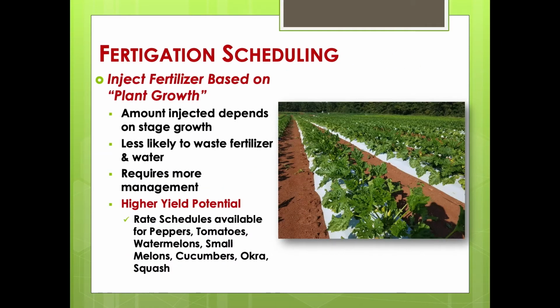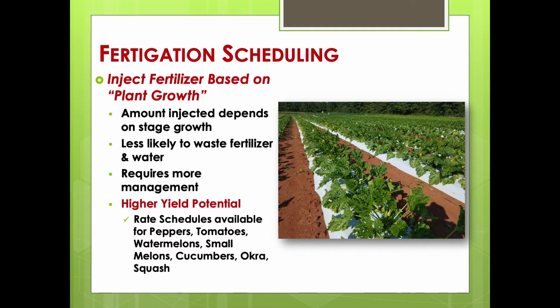All right. With the plant growth model, remember, injection depends on the stage of the growth of the plant, and you're less likely to waste fertilizer. So we have really good fertigation schedules, and I'm going to show you one for peppers, tomatoes, watermelons, small melons, cucumbers, okra, and squash. Your Midwestern Handbook has some of that information in there. And the neat thing with these fertigation schedules is it doesn't matter if I'm here or in Australia. They're all going to work for you.